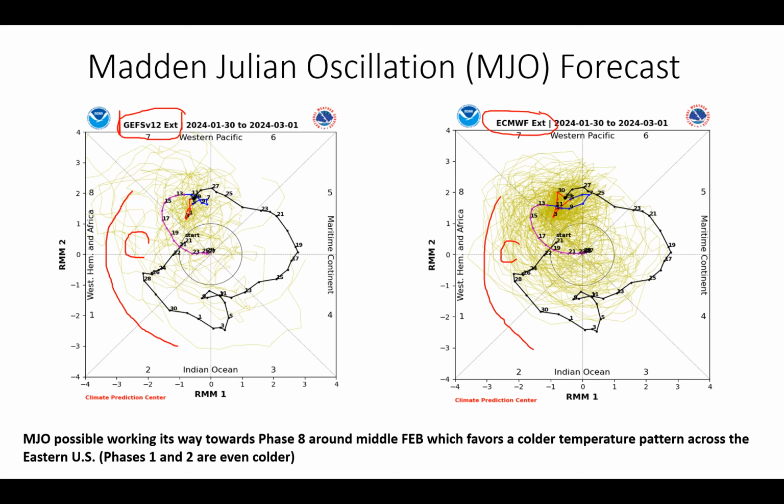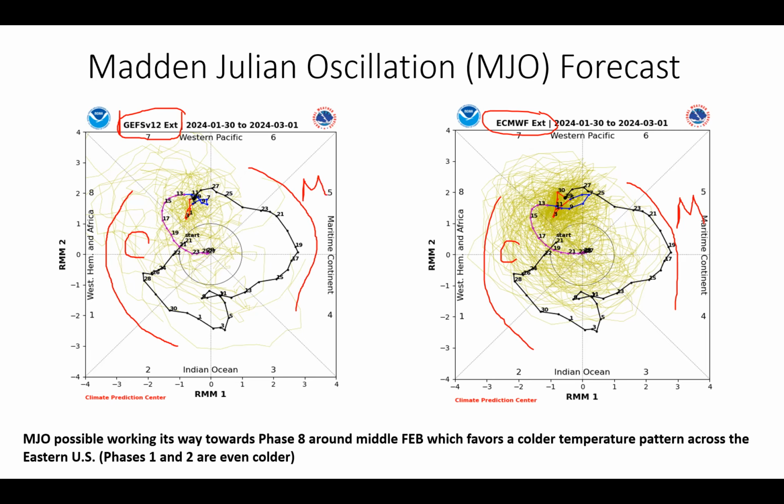If we have the MJO in 8, 1, or 2 in any of those phases in the month of February, we're generally associating those phases with colder than normal temperatures in the eastern U.S. You see what's happened. We have the MJO over here in 4, 5, and 6 for a while, and I'll put an M there. That's the milder temps in the east phase.